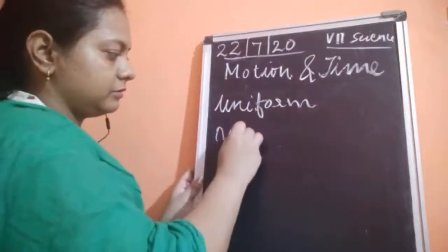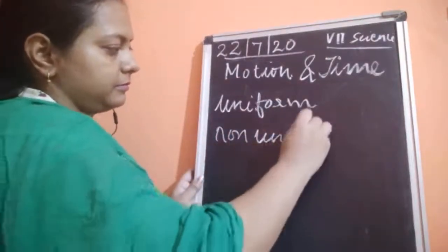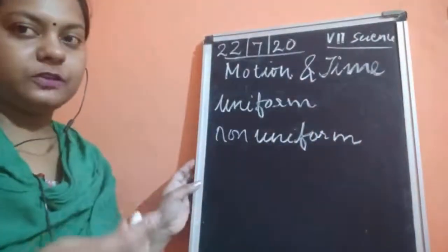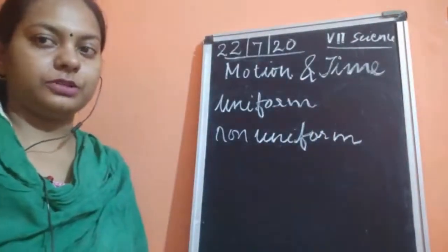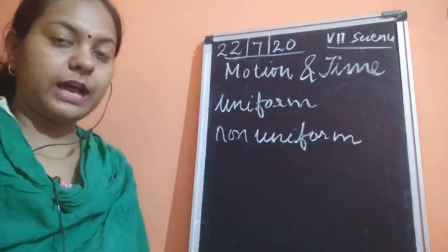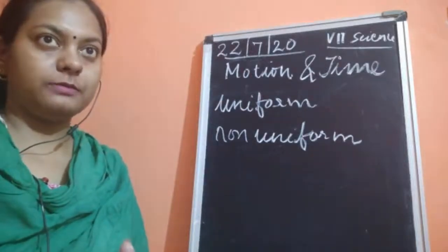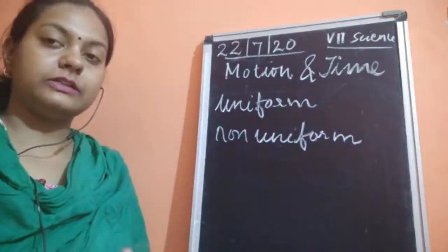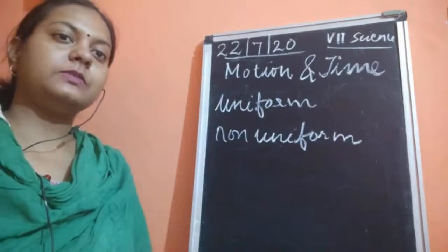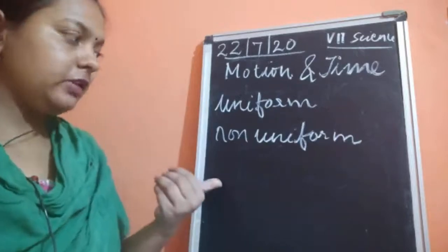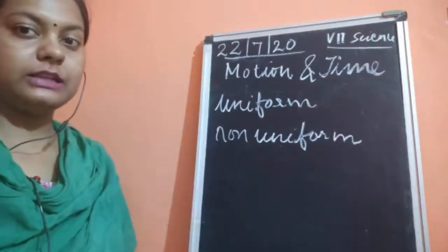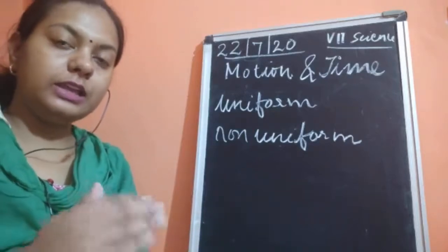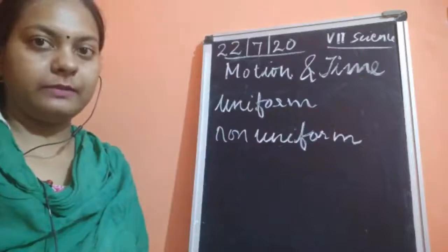Next we talked about the types of motion, that is, uniform and non-uniform motion. There are two types of motion, uniform and non-uniform. Based upon whether the speed of an object is more or less, we can say the object is traveling fast or slow. If an object covers equal distance in equal intervals of time, then we can say it is uniform motion.